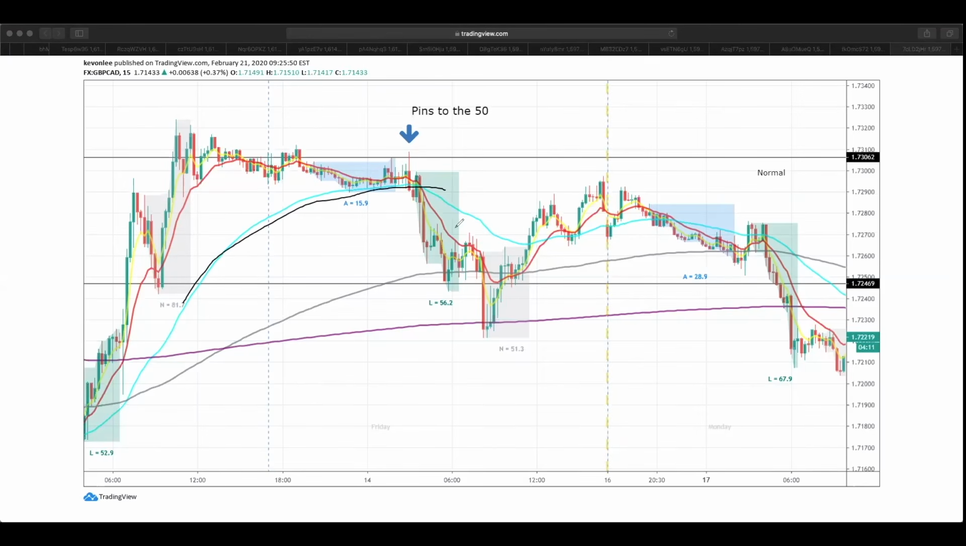When we mean pins to the 50, we want price to already be down here and actually coming back up to pin to the 50 and then move away from it. So this would actually be a good example of using the EMAs for take profit, right? Use it here and use it down here. So this is a 200 here, and this is an 800 here.